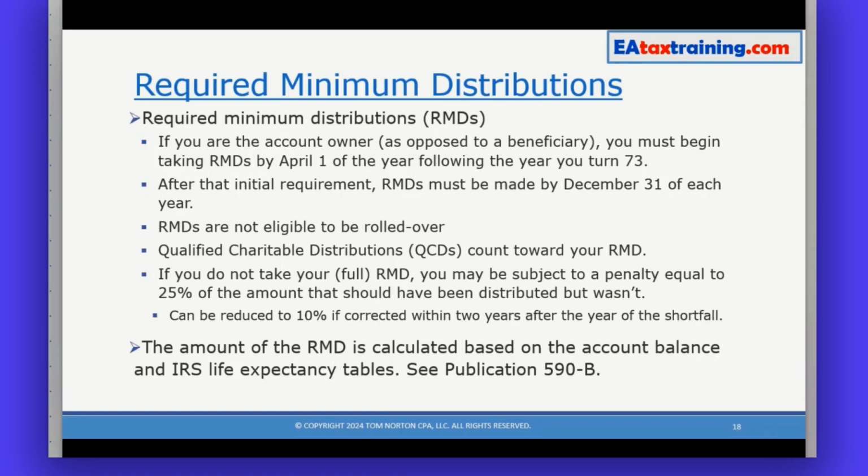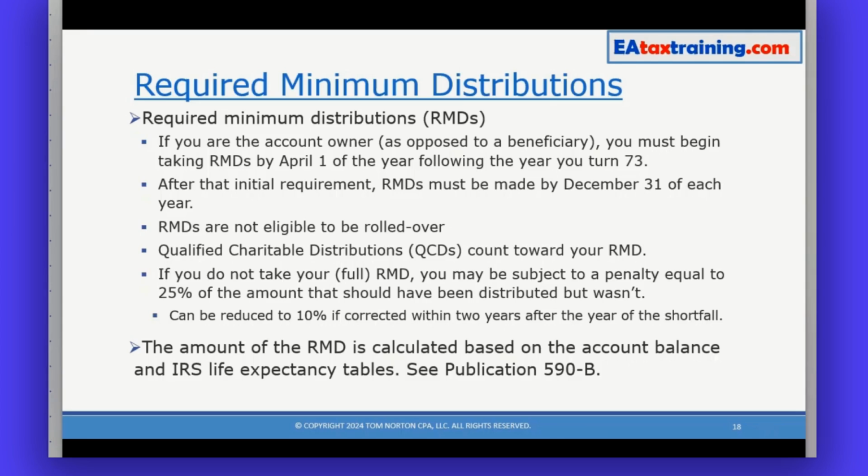And RMDs cannot be rolled over, because obviously the point of a rollover is to avoid taxes on the money, and the point of an RMD is to make sure you pay some taxes on the money, so you're not allowed to roll those over. However, you can make a qualified charitable distribution and satisfy your RMD that way. So that is a nice way to do it, again, if you've got one of those older clients who wants to make those contributions.